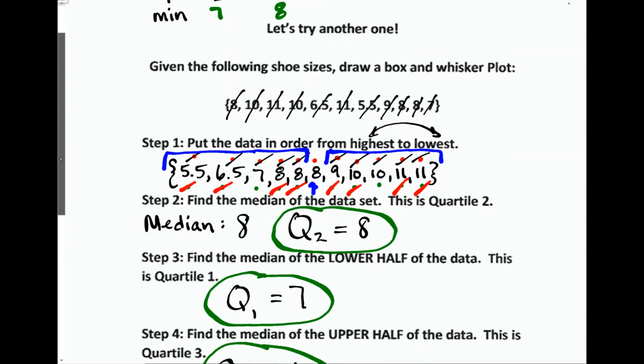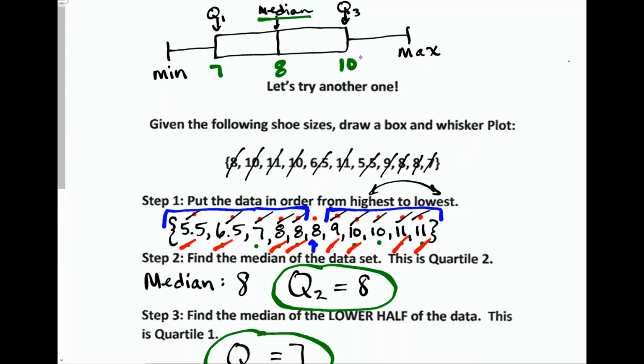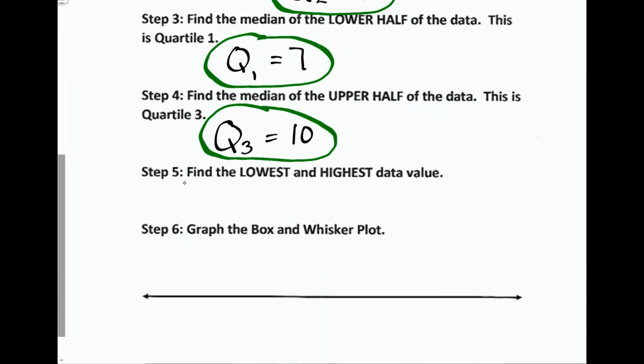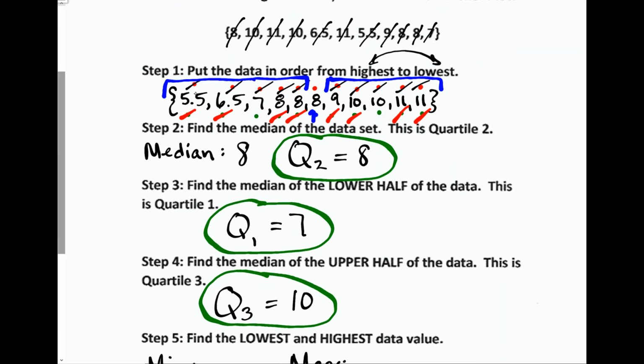Again, that's an important value. That's this value right here. Now, step 5, find the lowest and highest data value. So I'm looking for a minimum and a maximum. The minimum will be the smallest value, which is 5.5. And the maximum will be the largest value, which is 11.